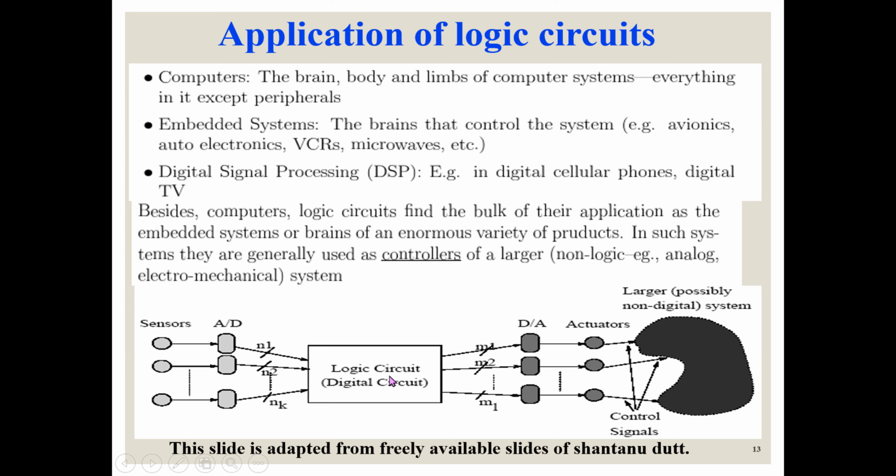That logic circuit will produce some output, and again it is given as an input to the D to A, which means a digital to analog converter. This digital to analog converter will convert the digital signal back to an analog signal, which is then given as an input signal to the attenuators, and from there to some control signals. So this is how the entire environment of electronics is working nowadays.